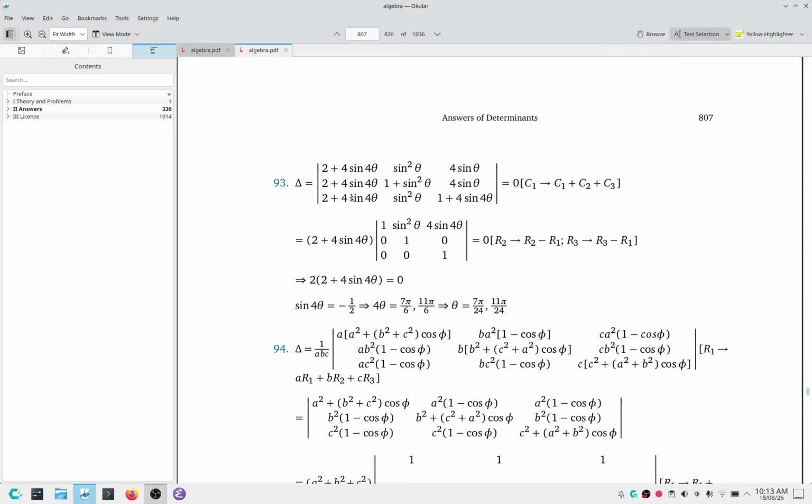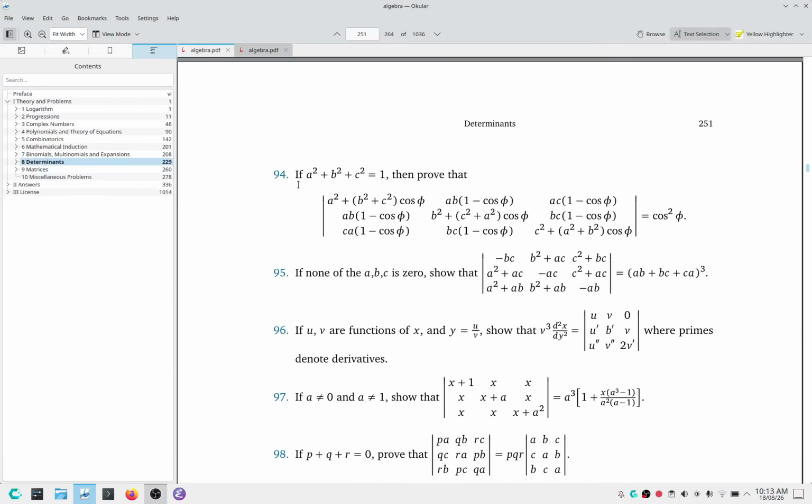So we take 2 plus 4 sin 4 theta out, and then we do R2 is equal to R2 minus R1, and R3 is equal to R3 minus R1. So we get plenty of zeros, and we can expand along the third row. So what we will have is 2 plus 4 sin 4 theta is equal to 0. That is sin 4 theta is equal to minus half. So 4 theta is equal to 7 pi upon 6 or 11 pi upon 6. So theta is 7 pi upon 24 or 11 pi upon 24.